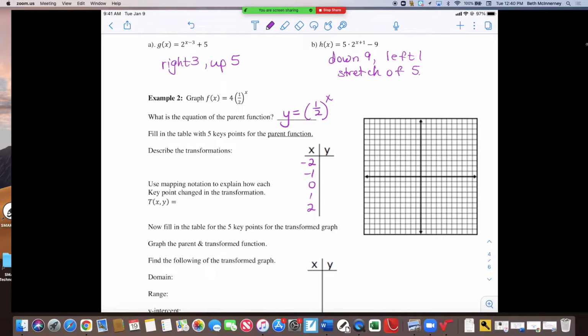Now we're doing this to the parent function. So if I take 1/2 and square it, that's 1/4. 1/2 to the first is 1/2. 1/2 to the 0 is 1. Now remember, when you take 1/2 to the -1, that flips the fraction and makes it 2 to the first. 1/2 to the -2 flips it and makes it 2 squared, which is 4.